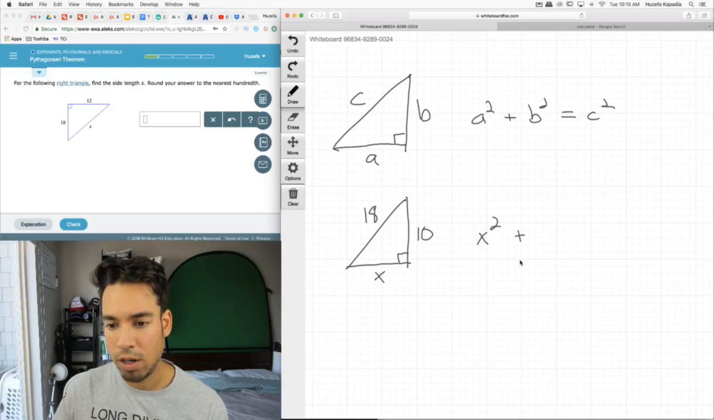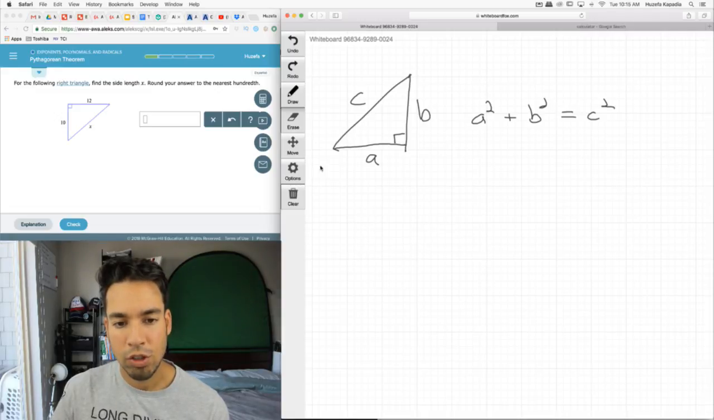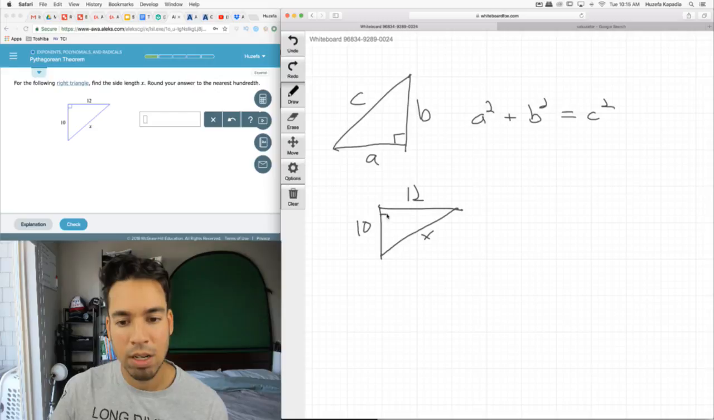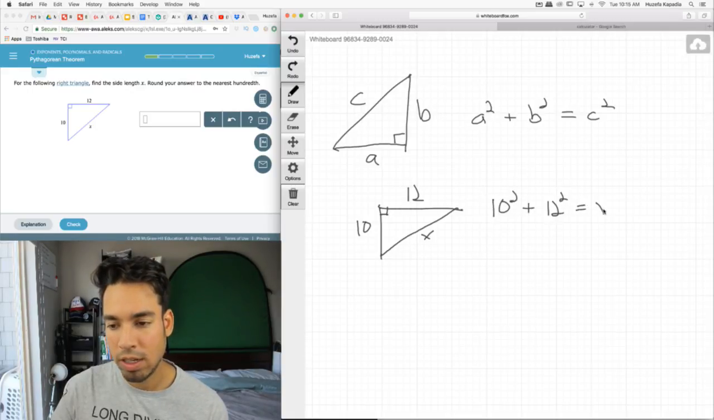Okay, now we got a different triangle. This is a little more interesting. I'll redraw it. So we got 10, 12, and x. But notice this time the x is the hypotenuse. How do I know that? Well, yeah, it's this diagonal side, but it's the side that's opposite the right angle. It's also the longest side. So now we know that 10 squared plus 12 squared equals x squared.